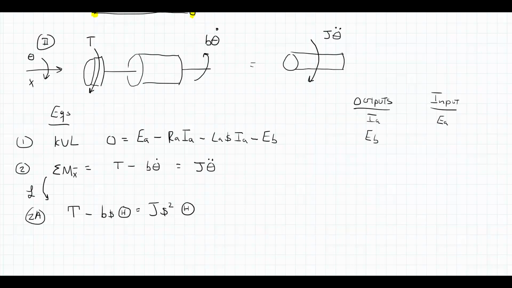So looking at 2a, what are the outputs? Well, we've actually added the torque, fancy T, and capital theta, the angular position. B is a constant, so that's fine.